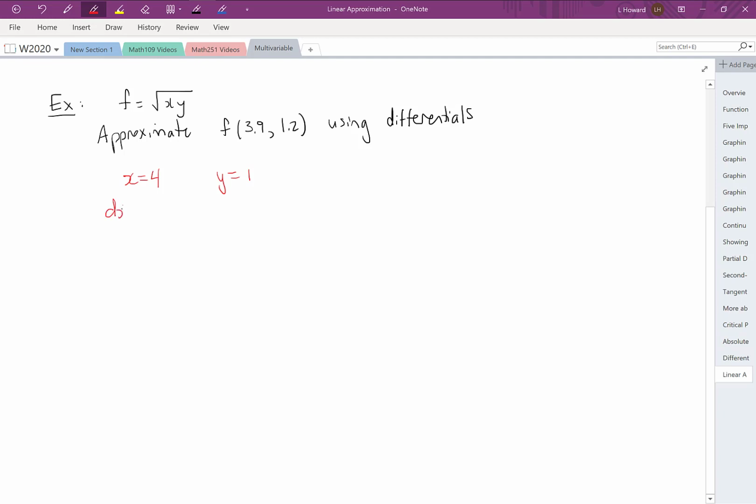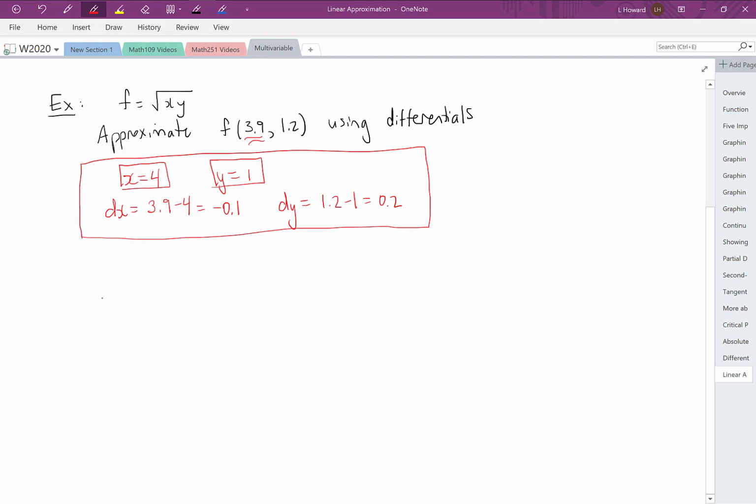Okay, and then let's think about dx and dy. You could think of them as the change in the x value as we're moving from x equals 4 to x equals 3.9, or from y equals 1 to y equals 1.2. Let's look at dx first. Imagine that we're stepping from the nice value over to the messy value. So the change in x would be 3.9 minus 4, which is minus 0.1. And for dy, the net change in y would be 1.2 minus 1, which is 0.2. So there we have the values of x, y, and their differentials. From there, we can jump into the differential formula and calculate df.